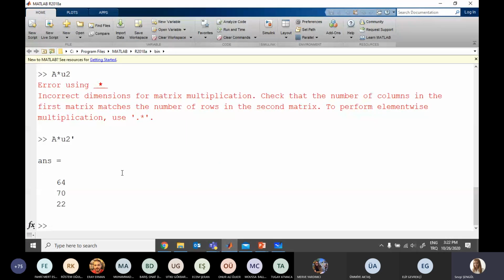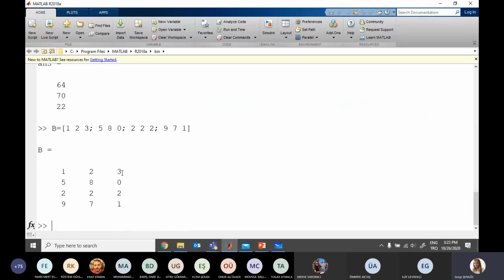And what else can we do? Once you are multiplying matrices, size is also important, and the multiplication order is important. It's not commutative. Let's define another one, 4 by 3 this time. 1, 2, 3, and 5, 8, 0, and 2, 2, 2, and 9, 7, 1, let's say.